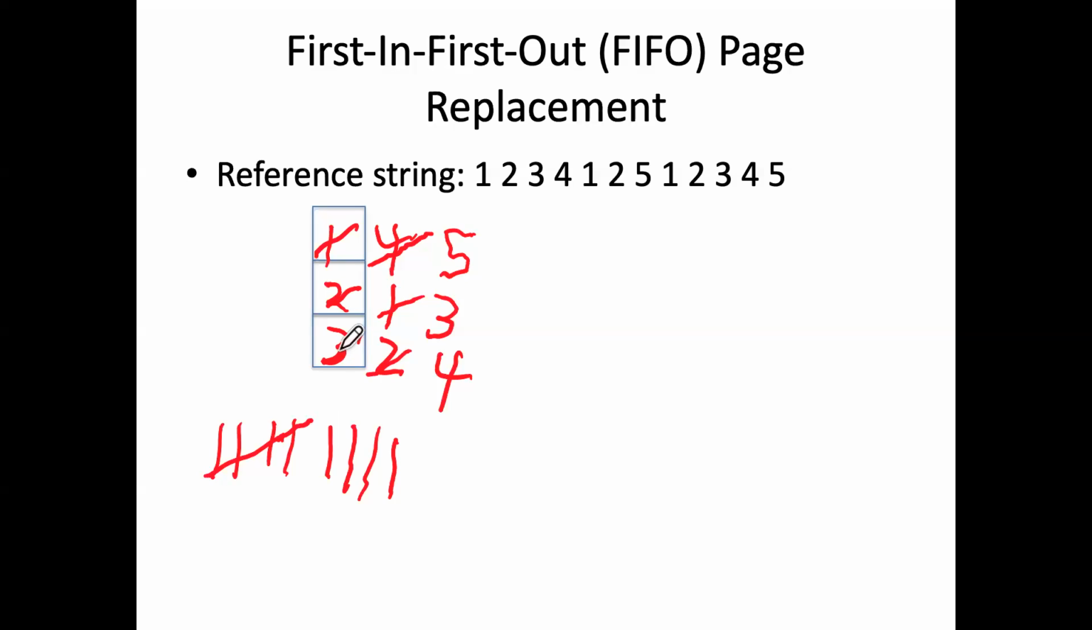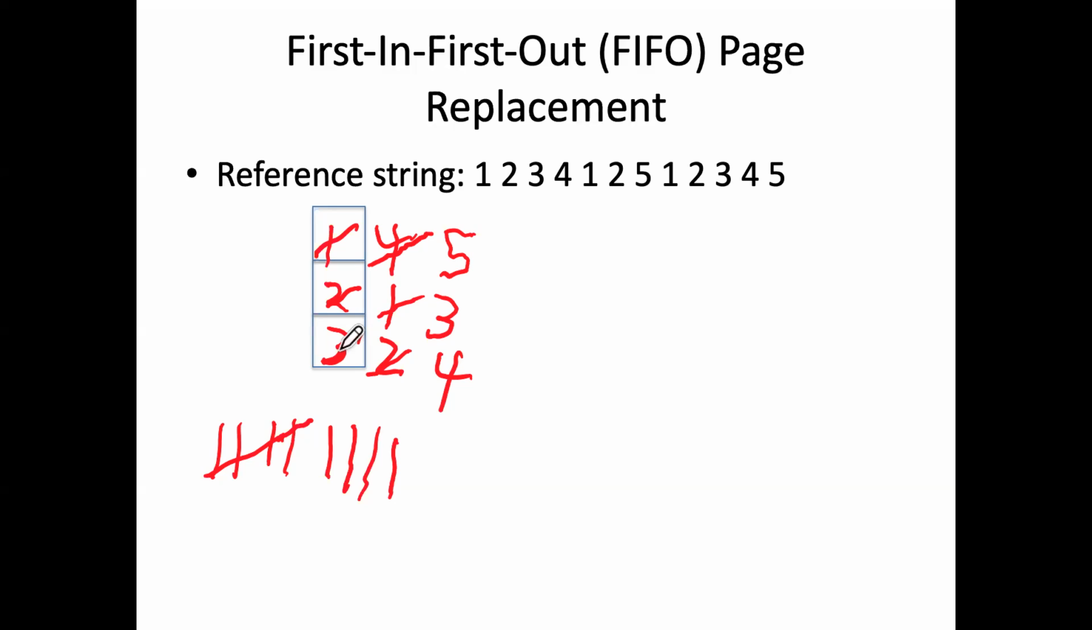We're working tiny examples here. On a realistic system, you would have way more frames to work with, and realistically, a process would be using way more than 5 pages of memory. We're just working small examples to see how these algorithms work. Any questions before we try the next example? And I apologize for having to restart this one.